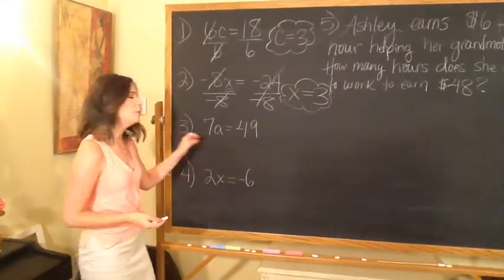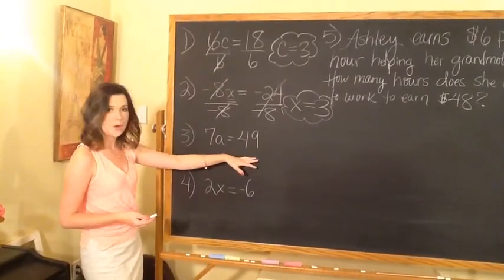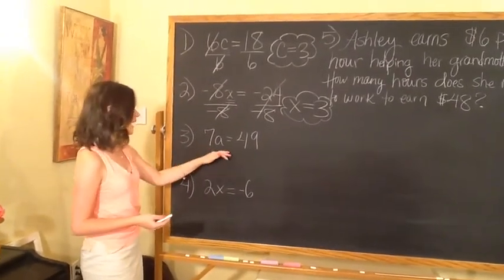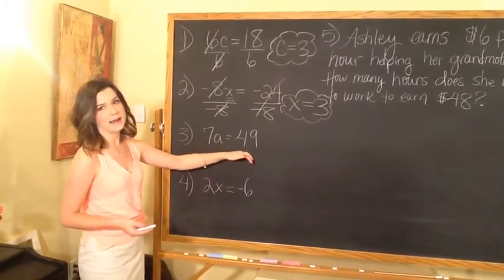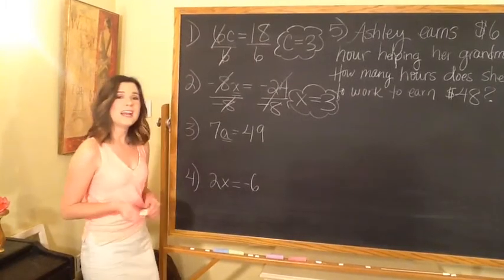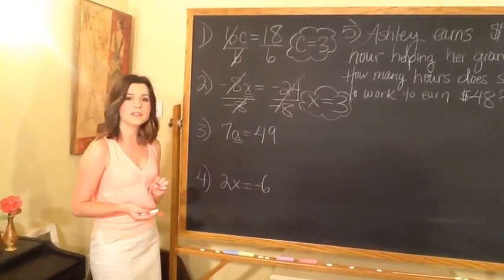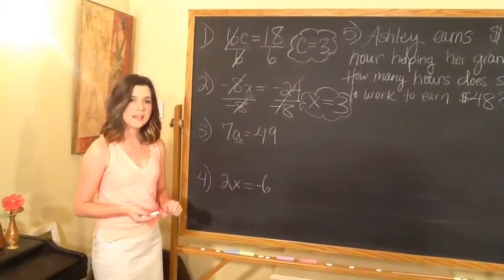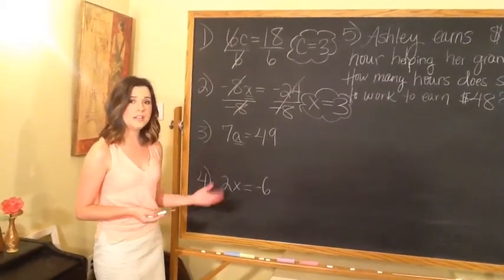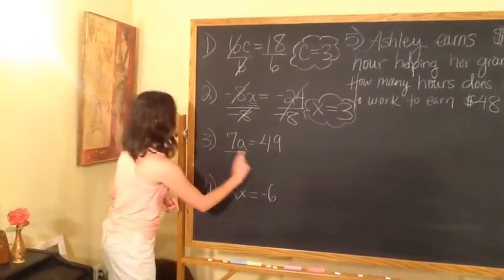Okay, let's look at example number 3. It says 7a equals 49, or you can read it as 7 times a equals 49. Now, we are solving for this variable, so we want to get a is equal to something. So in order to do that, we need to get rid of this 7 on both sides. And in order to do that, we need to do the inverse property. So instead of multiplying by 7, we're going to divide by 7.